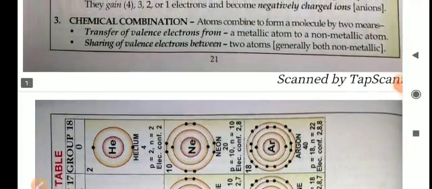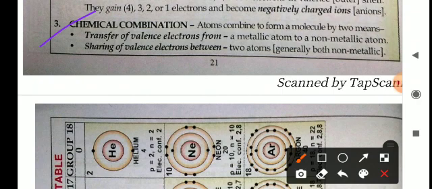Now, chemical combinations. Atoms combine to form molecules by two means. As we know, when two or more atoms combine, a molecule forms. So how is this molecule formed, what type of bonding, and what conditions operate between these atoms for the formation of a bond to take place?